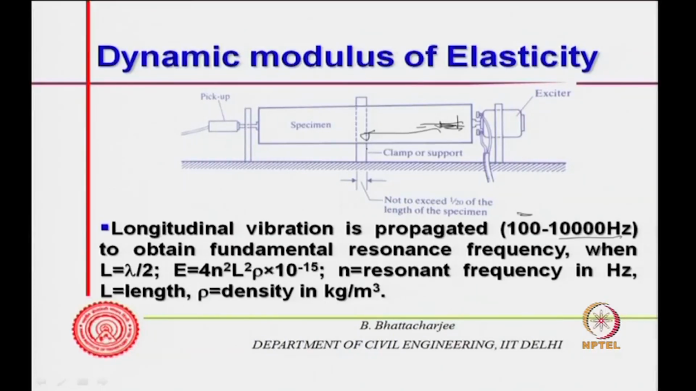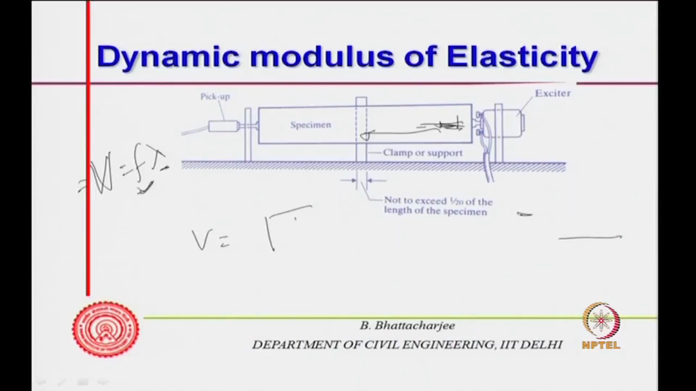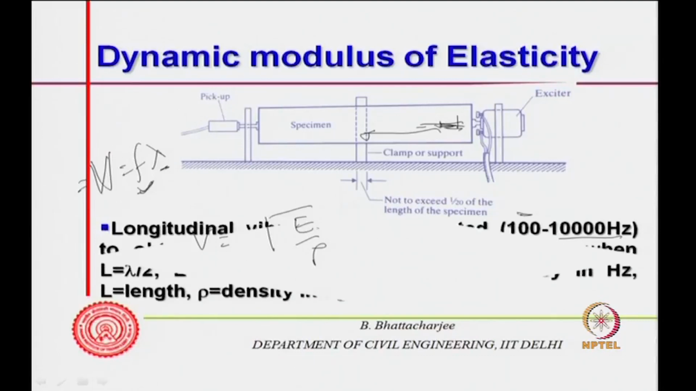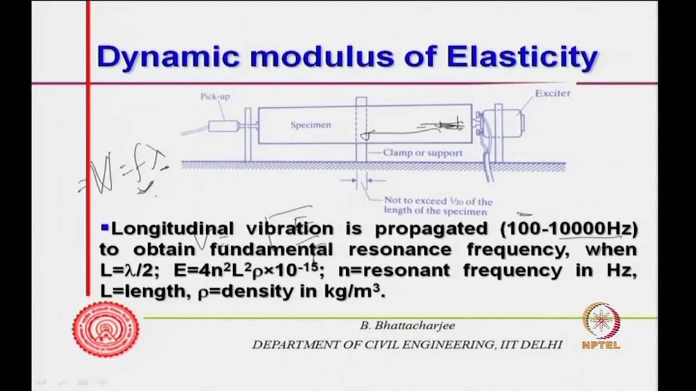So, you find out the frequency at which resonance is occurring, and you know V equals f lambda. The frequency you have determined, therefore, lambda is equal to 2L. And V, as I mentioned a few minutes before, is a function of E by rho. Therefore, you can relate E, V is a function of E by rho.